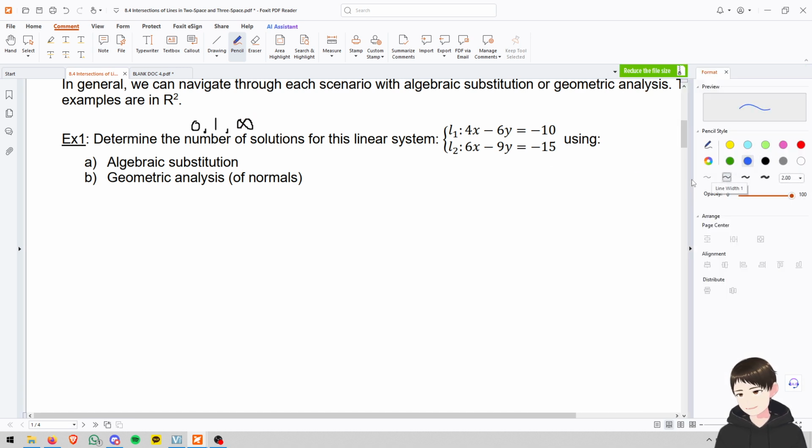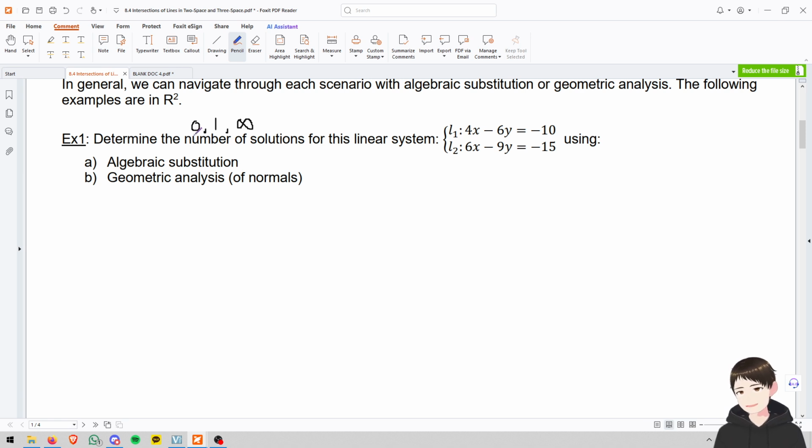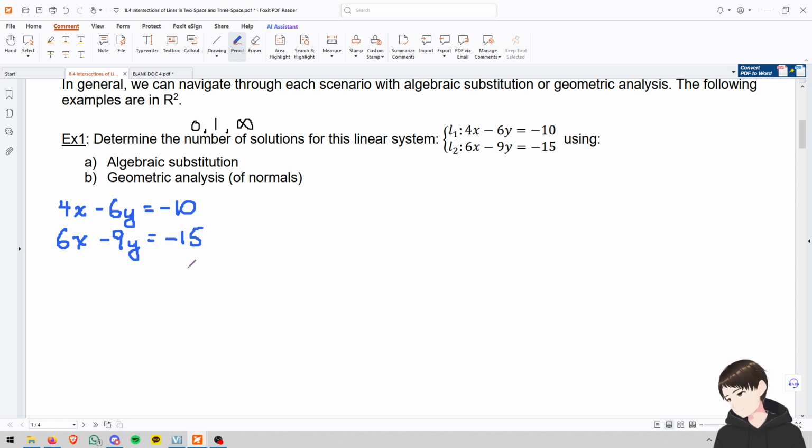I like blue. Let's do blue. Using an algebraic substitution. Okay, so let's go grade 10. We have 4x minus 6y equals negative 10. I have 6x minus 9y equals negative 15. Nothing to eliminate there. So how about multiplying the top one by 3, multiplying the bottom one by 2? I have 12x minus 18y equals negative 30.